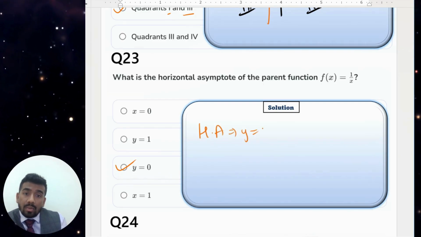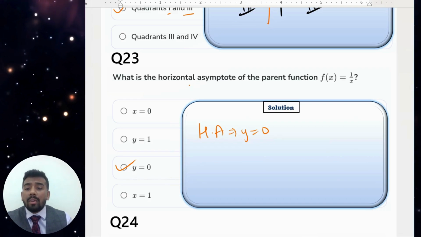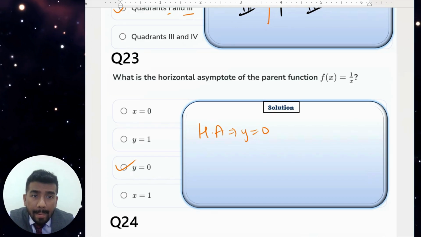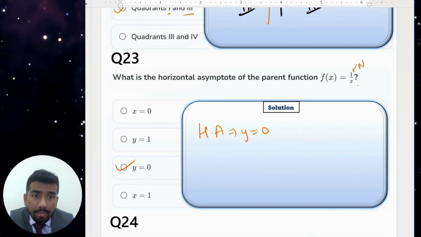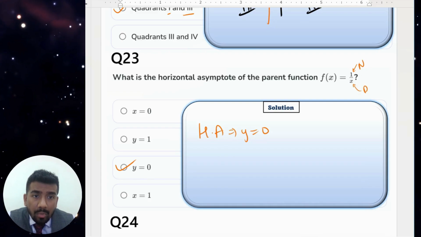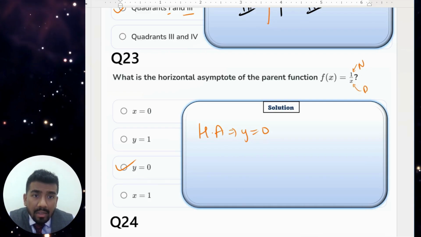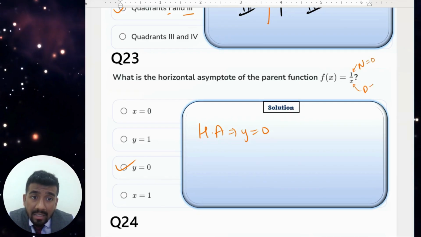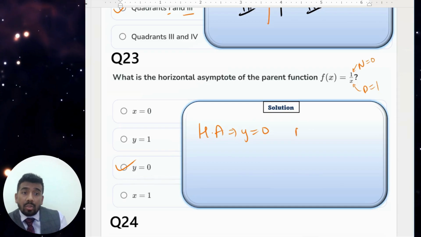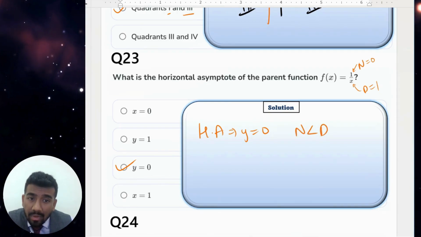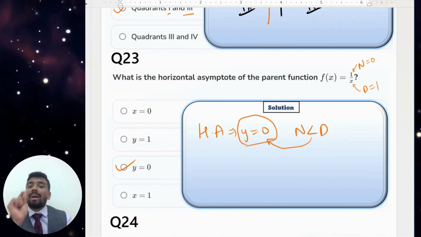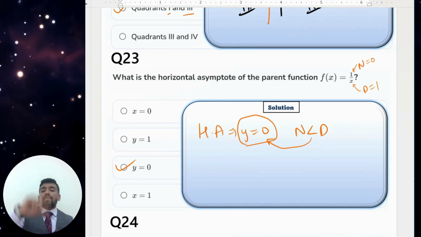y is 0. Or if you also want to know by the horizontal asymptote rule, remember this is your numerator and this is your denominator. Numerator's power: there is no x, so the numerator power is 0. But the denominator power, there is x, so it's 1. So the numerator is less than the denominator. Whenever the numerator is less than the denominator, what's the horizontal asymptote? y equals 0. So this is another way.